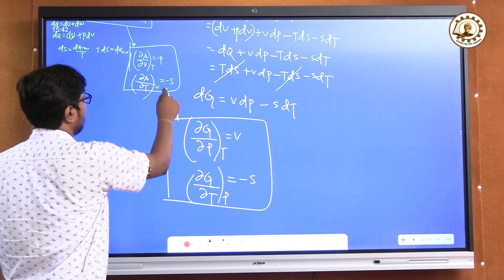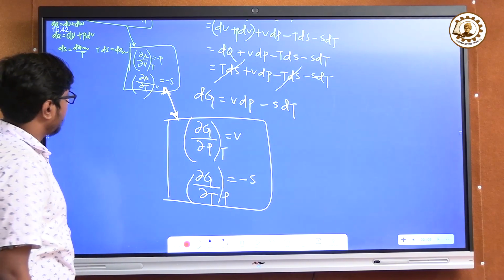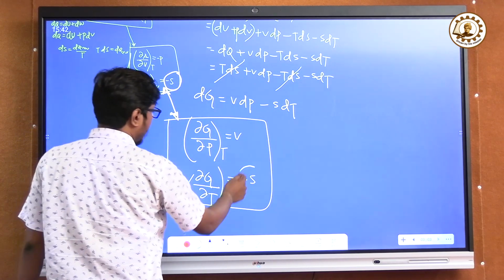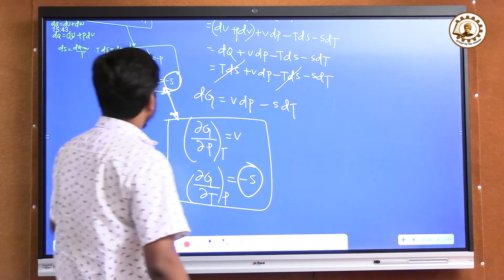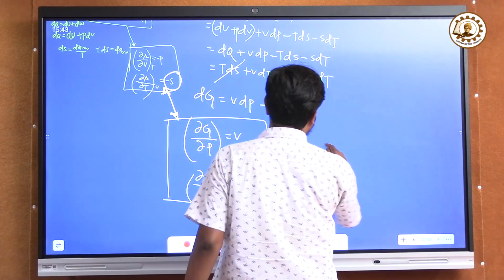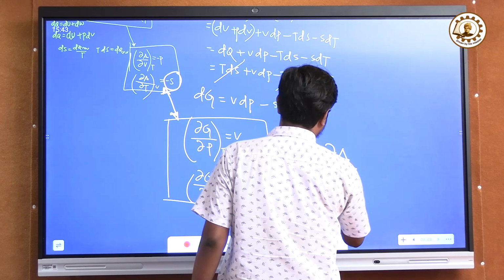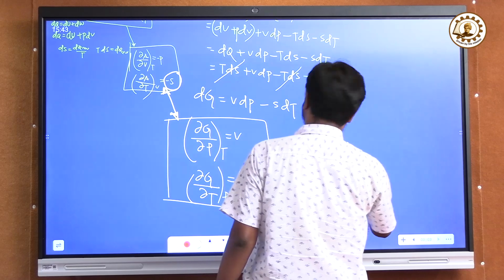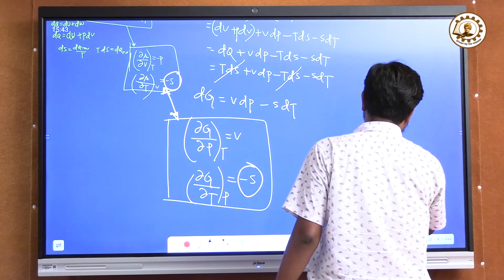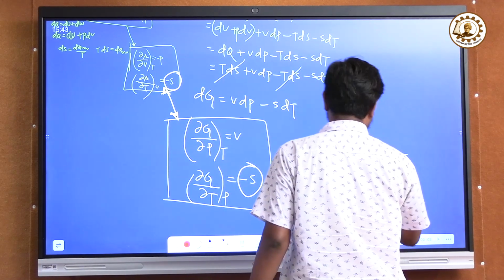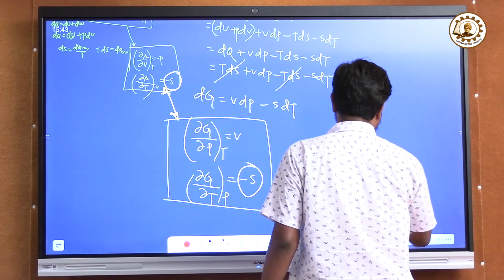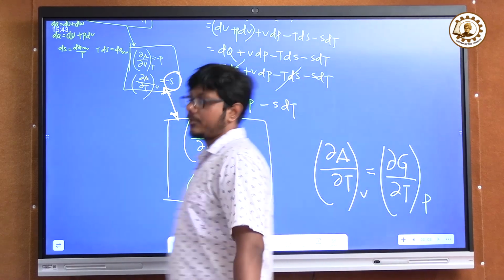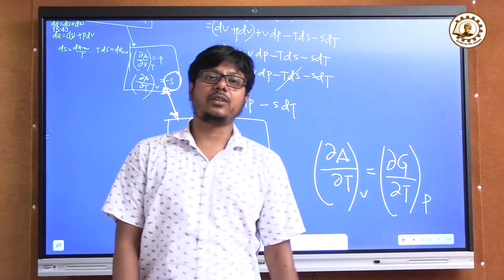And here you can see that here is also minus S, here is also minus S. So from there we can write that del A by del T at constant V equals del G by del T at constant P. So these types of correlation are very much helpful in thermodynamics.